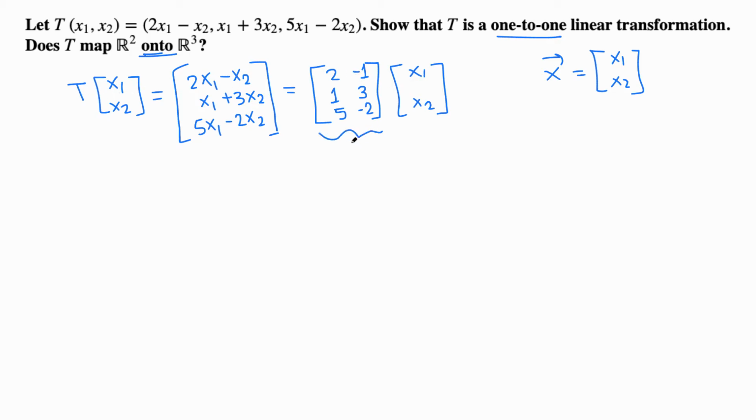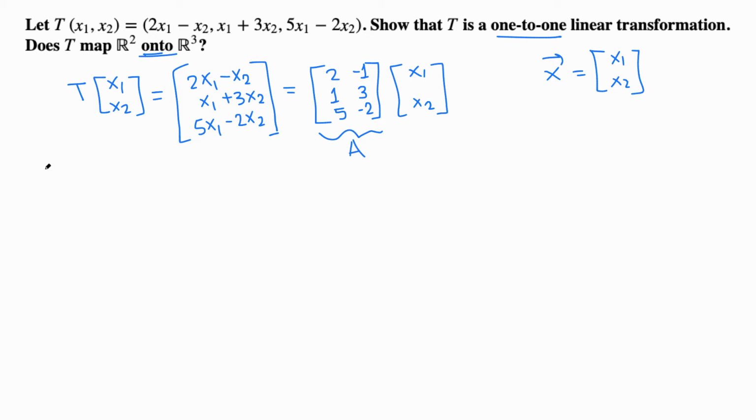Since it's given in this way, we can write T of x equals A x, where A is the standard matrix. So this is indeed a linear transformation, because we can represent it by this standard matrix. Now we need to show T is a one-to-one linear transformation. So look at the columns of this matrix. These columns are linearly independent, because whenever we have only two vectors, if one is not a constant multiple of the other, then they are linearly independent.